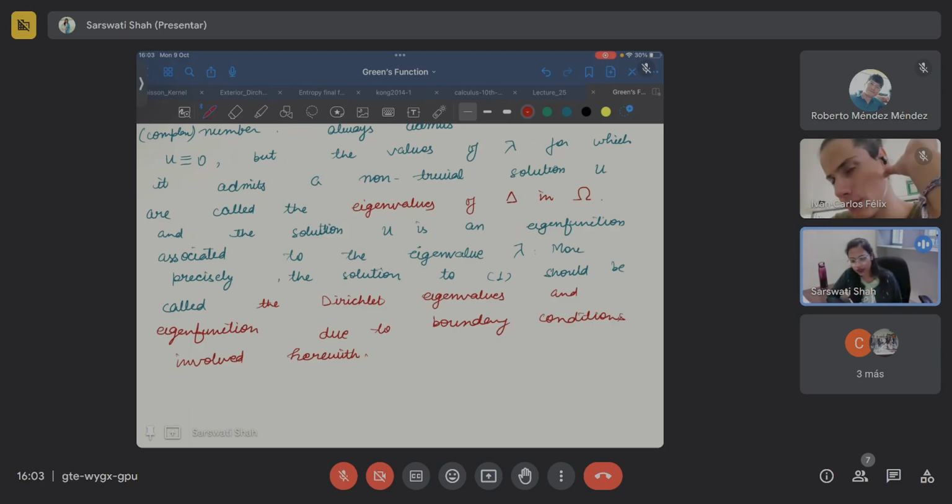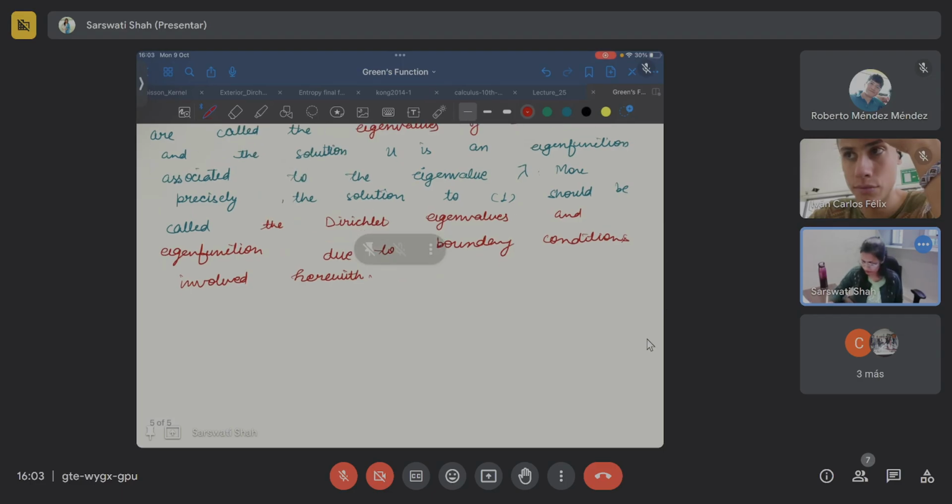In the same way, if the boundary condition is involved on the derivative of this dependent variable, then what do we call it? Neumann eigenvalue and eigenfunction problem.